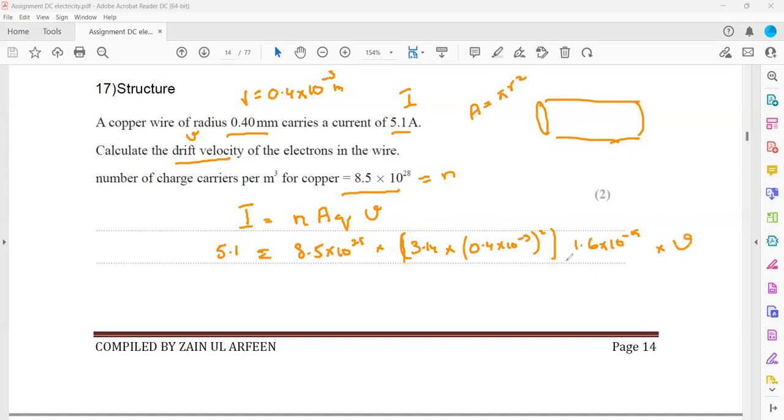So when we simplify, this whole factor is multiplied on one side, so on the other side it will be divided. When we divide, it comes out as 7.5 × 10^-4 meter per second. That is the drift speed, or the value of v.